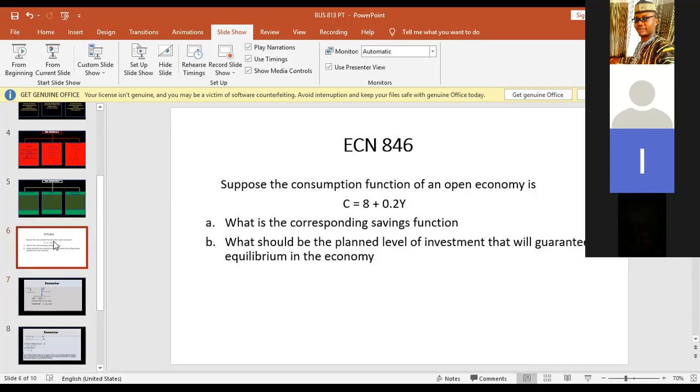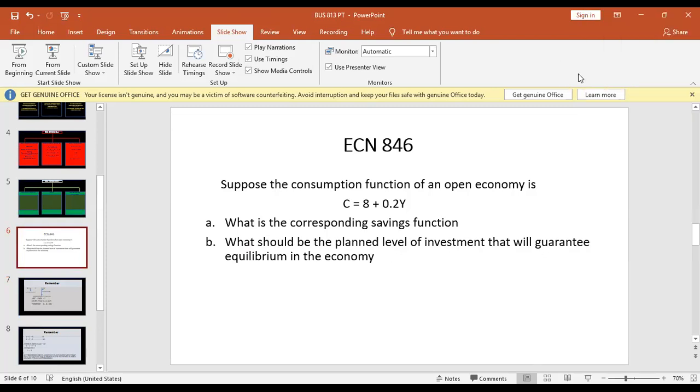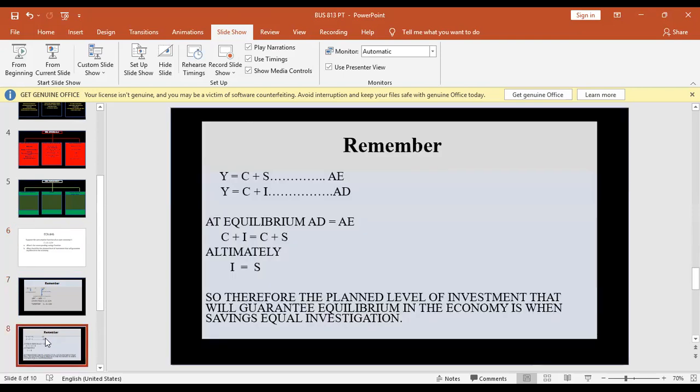Now, the second question says, what should be the planned level of investment that will guarantee equilibrium in the economy? If you don't understand, you would think they're asking you to go and be looking for a formula, nothing like that. You have to always remember this. We talk about aggregate expenditure and aggregate demand.